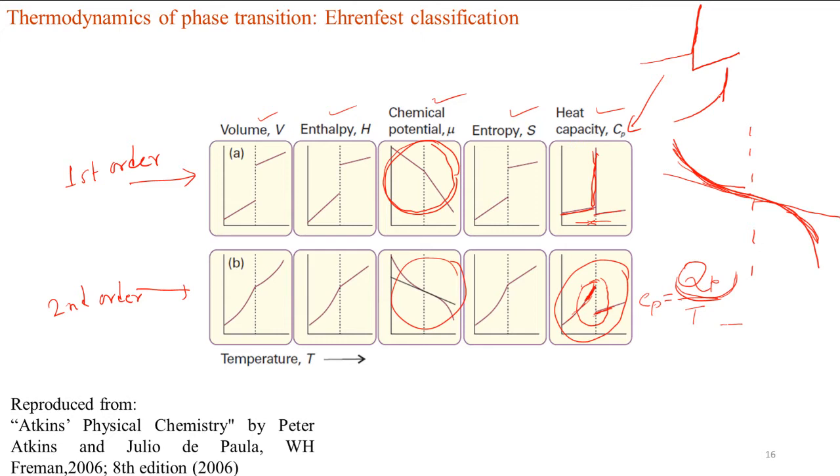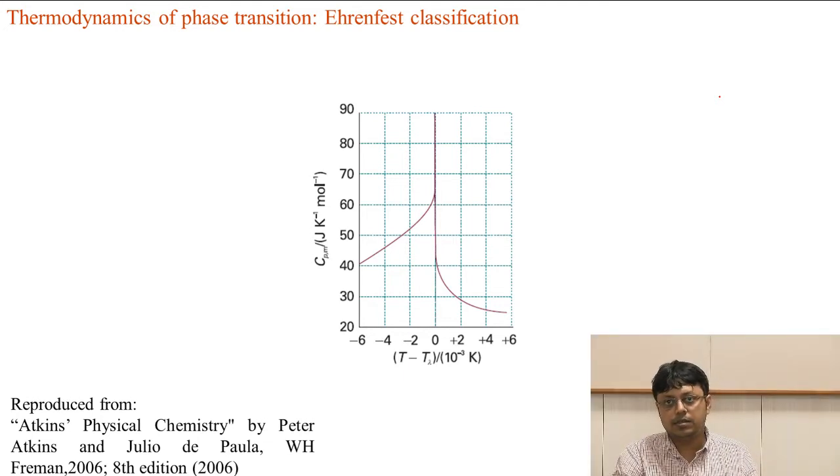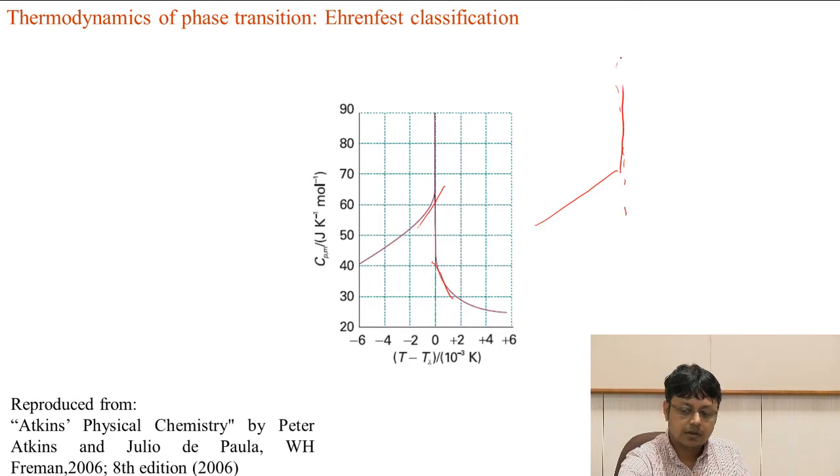So there could be a third possibility, which is neither first order nor second order. It is not second order in the sense that the slopes are discontinuous. Here I have a slope, and here I have a very, very different slope. However, if you look at it carefully, this is unlike the first order. In the first order case, we had something like this: the heat capacity going all of a sudden infinite, and then again a change in the slope.